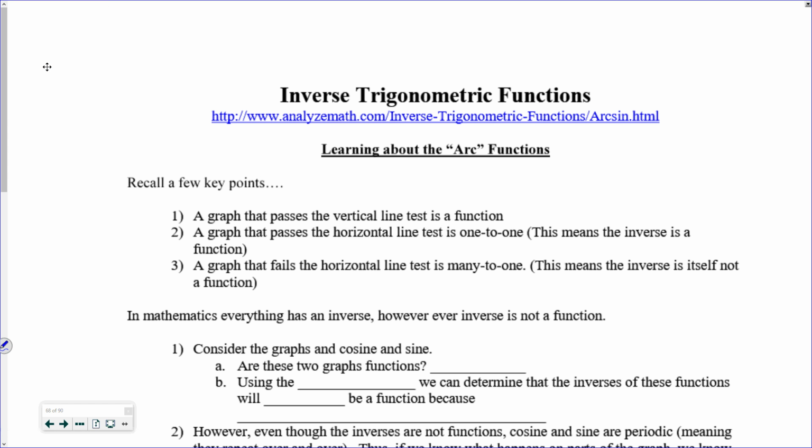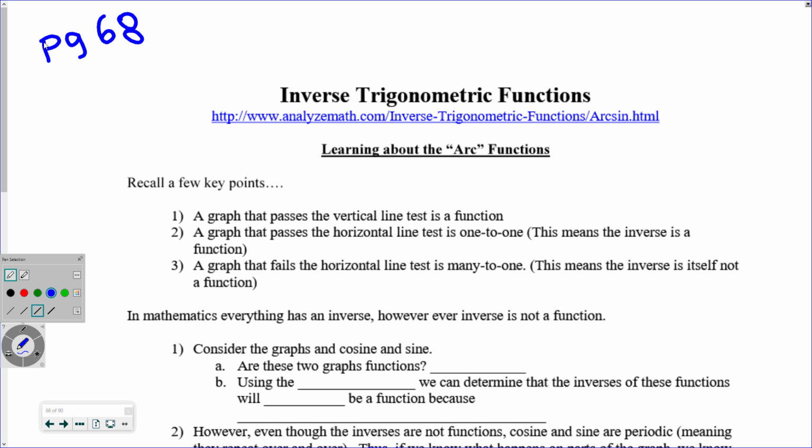Okay, guys, we're going to be talking about inverse trig functions today. This is going to be page 68 in your notes packet. Inverse functions mean the opposite or the reverse operation. When it comes to trig, we're also going to be calling these arc functions. That's an alternate name for this. So if you ever hear the word inverse trig or arc function, those are both talking about the same thing.